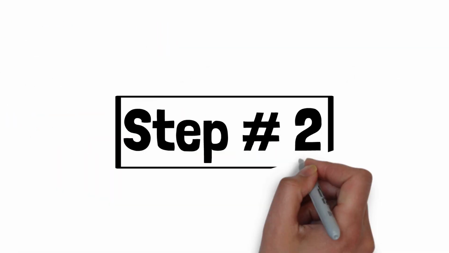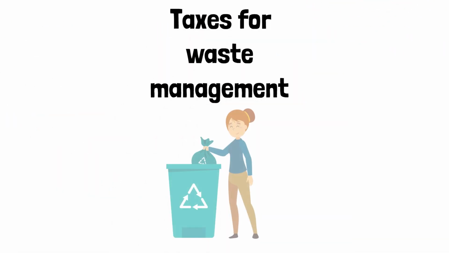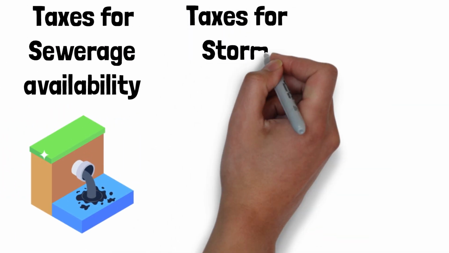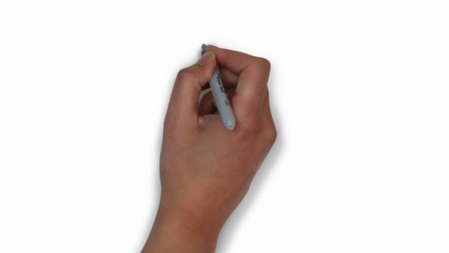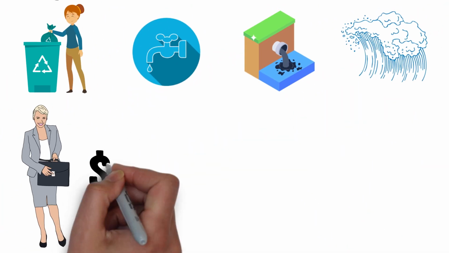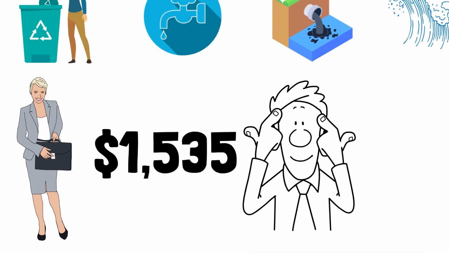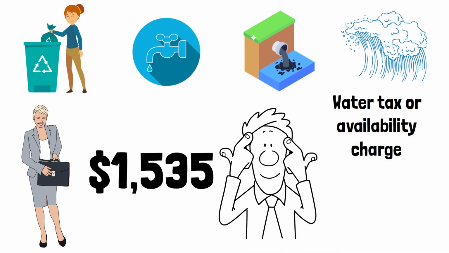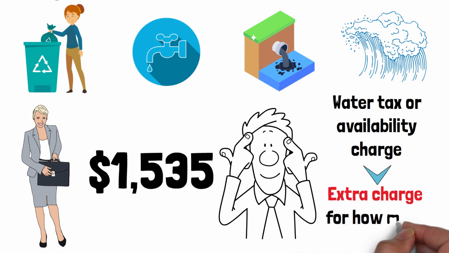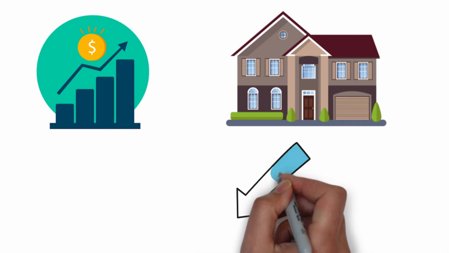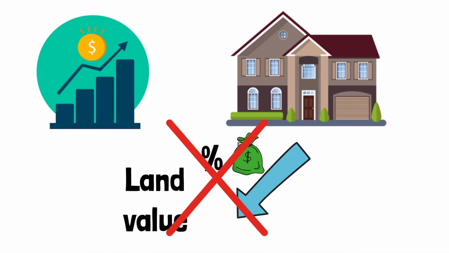Step number 2, other taxes. Taxes for waste management, taxes for water availability, taxes for sewerage availability and taxes for stormwater. For Mary Jones, these taxes add up to $1,535. Now remember this about water. There is a water tax or availability charge, and there is an extra charge for how much you use. Council calls these fixed charges, but they are subject to yearly increases. The difference is that these taxes are not calculated as a percentage of the land value.